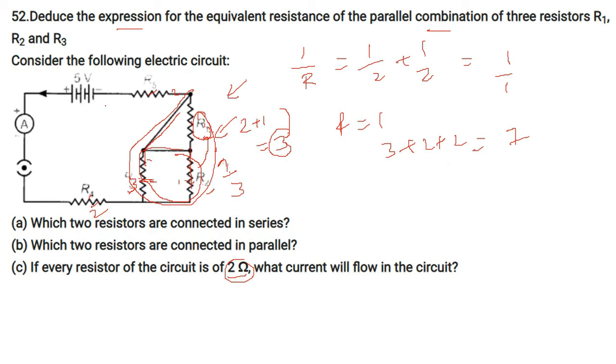Now what is the current? We know that V equal to IR, so I will be equal to V by R. V is 5 volt and R is 7. So this is the final value. This is going to be the result.